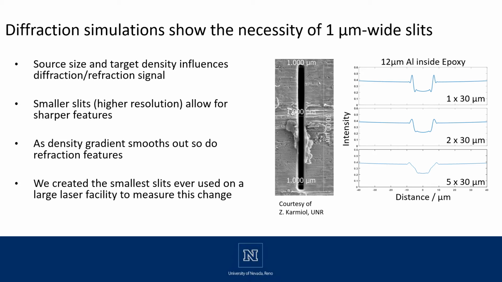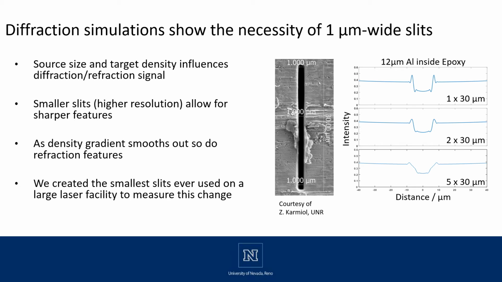Given the cylindrical nature of our targets and the spatial resolution constraints that I mentioned earlier, we decided to use thin slits as our X-ray source. The thinner the slit, the better we will be able to see anything. This is based on the idea that source size and target density will influence our overall signal. The sharper density gradients will produce stronger diffraction features, but in order to see those sharper density gradients, we need to have a much smaller slit.